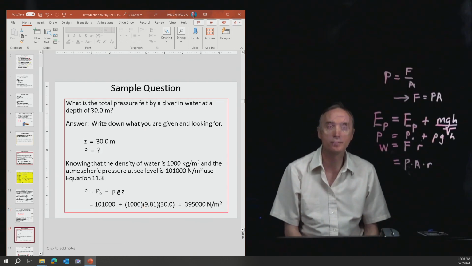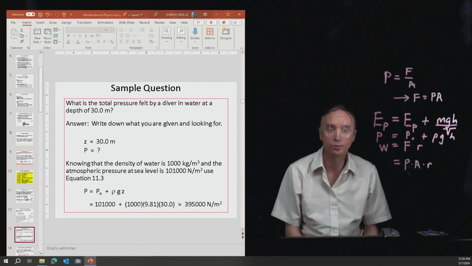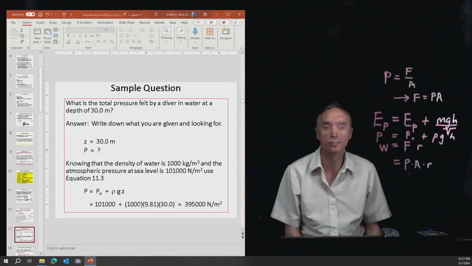All right, so here is a sample question. What is the total pressure felt by a diver in water at a depth of 30 meters? We're going to write down what we're given and then what we're looking for. And then you can look it up on the internet and find out what atmospheric pressure is in terms of newtons per square meter. Then we'll plug our numbers into the formula, and that will tell us the pressure at that particular depth.